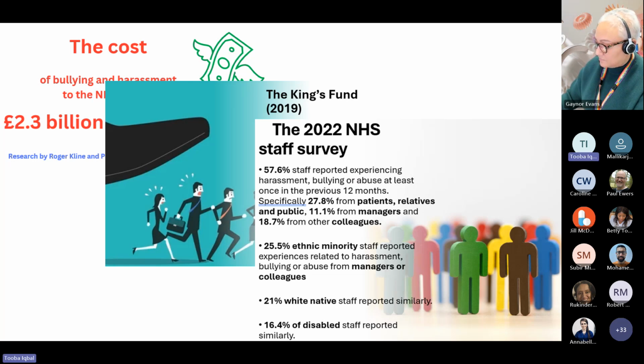Now, if we break that down by ethnicity, 25.5% of the ethnic minority staff members said they experienced these incidents primarily from managers or colleagues. 21% of the white native staff reported similarly, and interestingly, 16.4% of the disabled staff, including physical or other disabilities which cannot be seen, reported similar numbers.